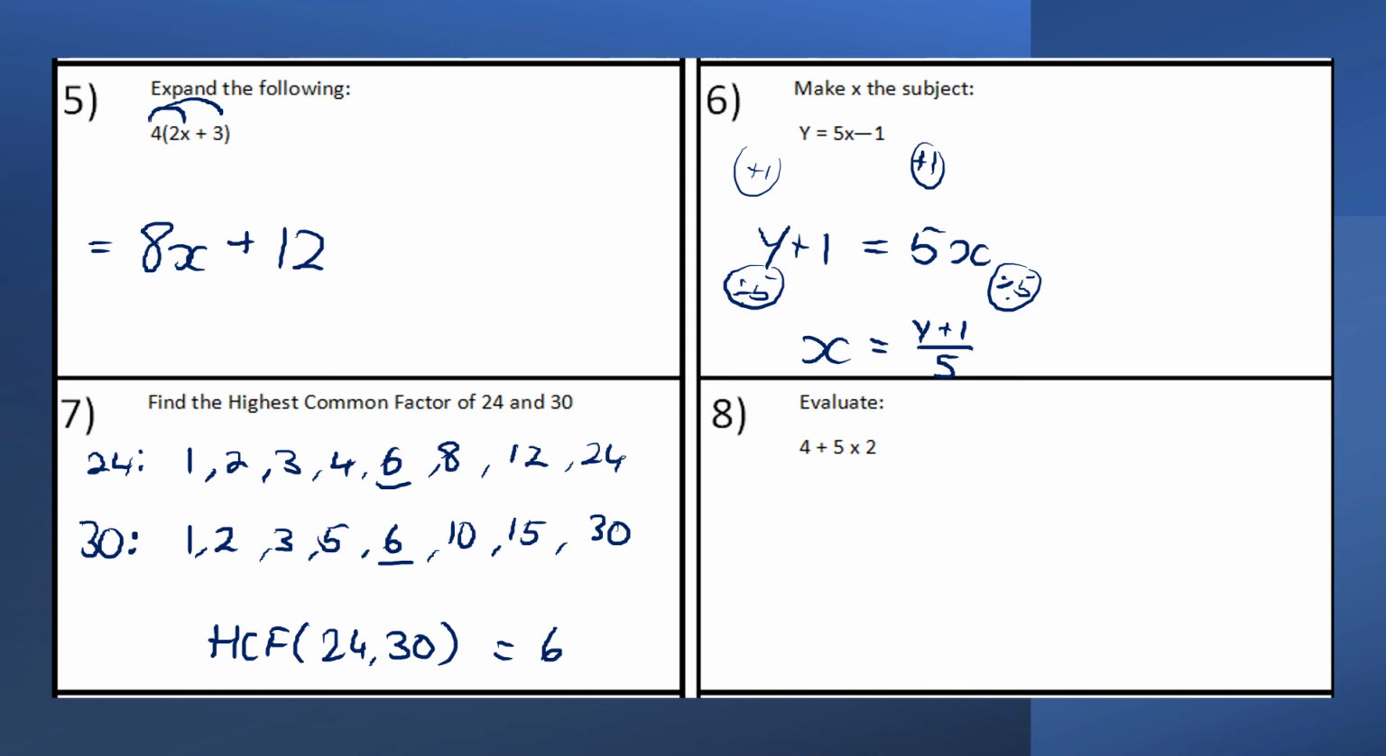Good. Question number 8. We want to evaluate this here. So we want to consider BIDMAS here. So we need to do the multiplication before we do the addition. So we're going to leave that 4 as it is for the moment, and we're going to do 5 times 2. So we have 4 add 5 times 2 is 10. Then add them together, we get 14. Good.